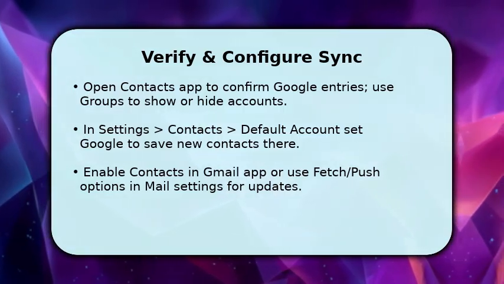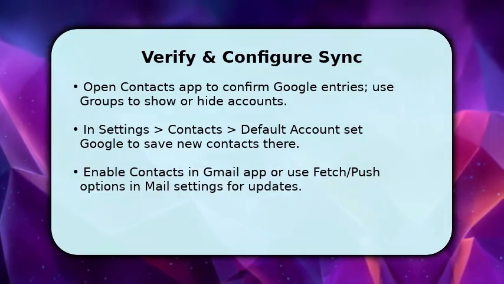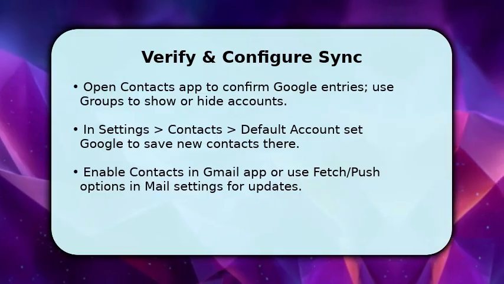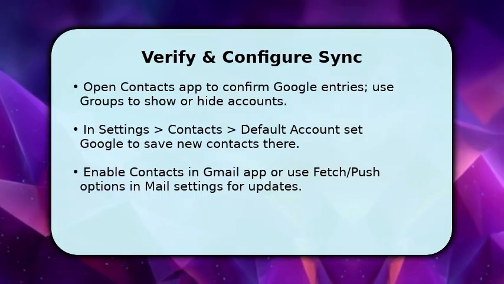This filters visibility. Next, go to Settings, Contacts, Default Account, and choose your Google account if you want new contacts saved there automatically. This prevents duplicates across iCloud or other providers.